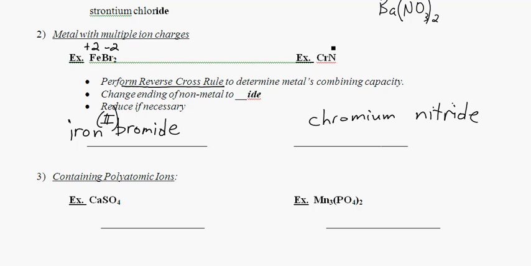Nitride is always -3, and you've got 1 chromium to balance it out. So the chromium must be a +3. So chromium 3 nitride.